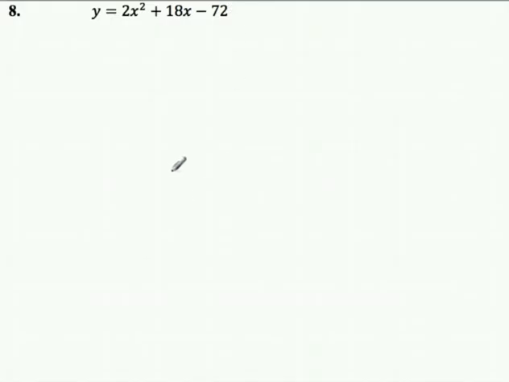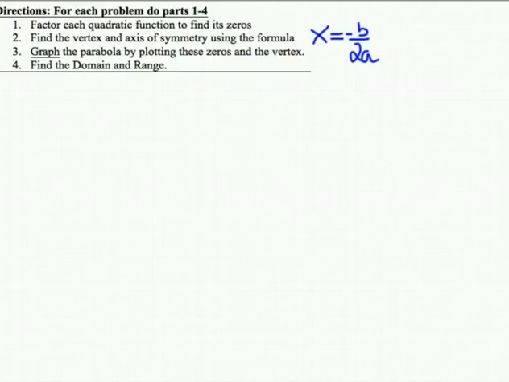Okay, hi guys. This is going to be the second part of the worksheet video key. So this time we're going to do a couple more problems pretty much. So here's another quadratic. We're going to follow those same instructions as last time, if you remember. Factor it and find the zeros. Find the vertex and axis of symmetry using x equals -b over 2a. Then graph it and do domain and range. Okay?